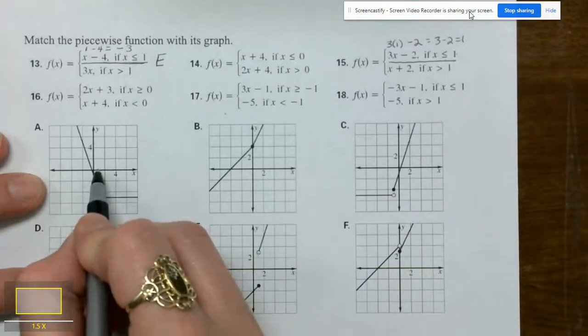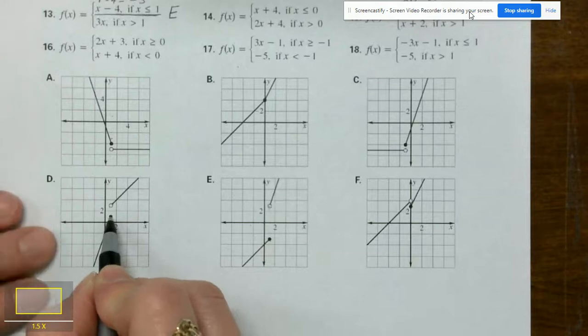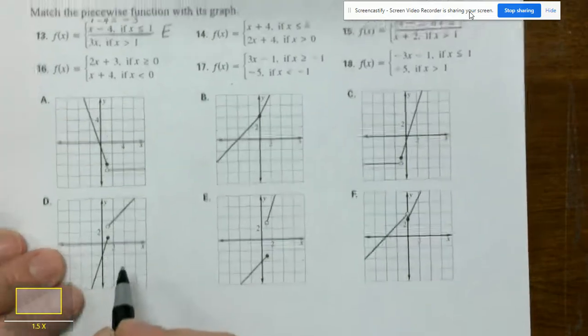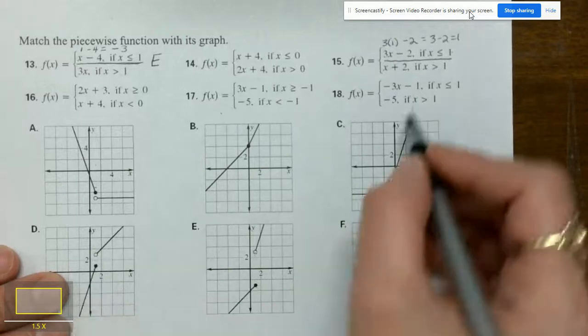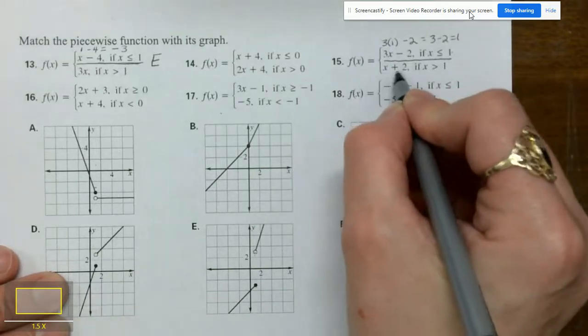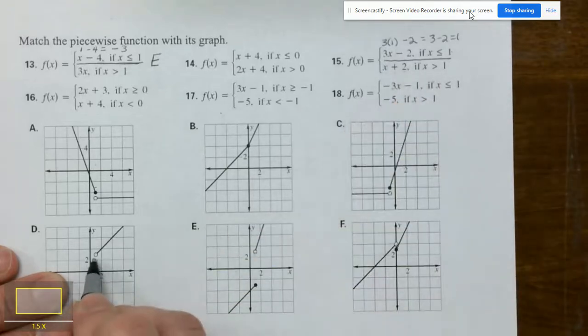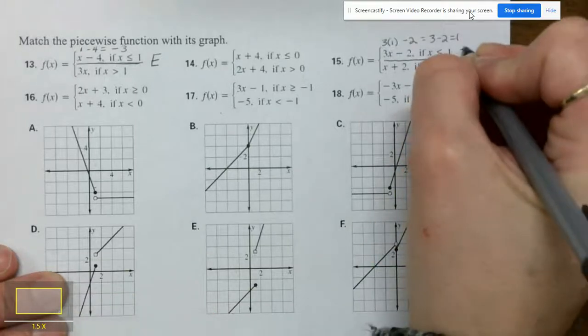All right, 1, 1. It's not that one. 1, 1. Okay, that one has it. But let's check and see if the other part's right. So I should have an open circle at 1 on this one. And if I fill in 1 here, that's 1 plus 2, which is 3. And you can see that this open circle is at 1, 3. So my correct answer on 15 is choice D.